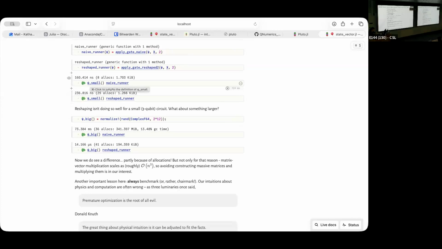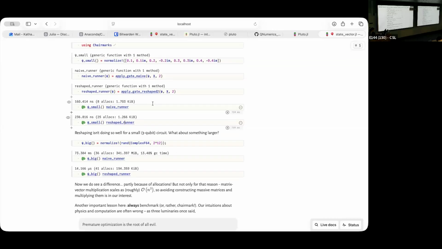Here I can just benchmark with the setup: make me a size small and then use the naive runner, just to get some sense of how things compare. Similarly, I can make myself a size small. The setup argument comes right after the macro, and then I pass it into the reshaped gate applier runner. For a pretty small, length 8 state vector, the reshaping one is actually a little bit slower, like 200 nanoseconds versus 160 or so, which isn't that surprising. There's some extra internal work Julia has to do to generate the overlay for the indices.